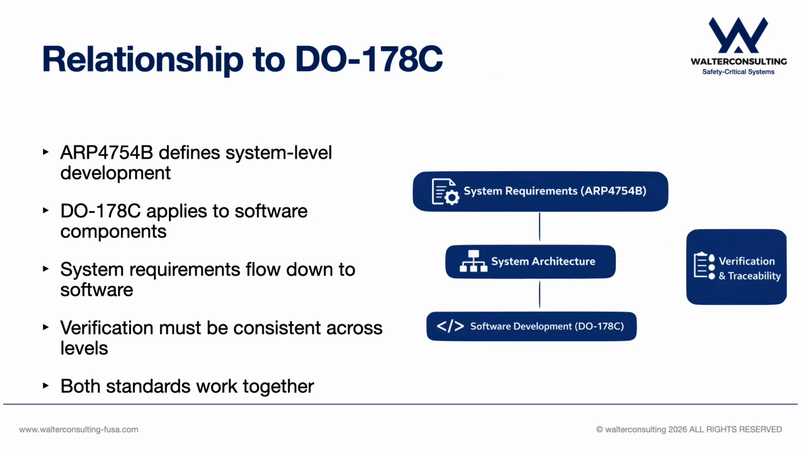So how does ARP4754B relate to DO-178C? ARP4754B defines the development at system level. It starts with system requirements and defines the overall architecture. From there, requirements are allocated to software components. This is where DO-178C comes in. It governs how the software is developed and verified. So, DO-178C operates within the framework defined by ARP4754B. A key aspect is consistency. Requirements, architecture, and software must all be aligned, and verification and traceability must be maintained across all levels.